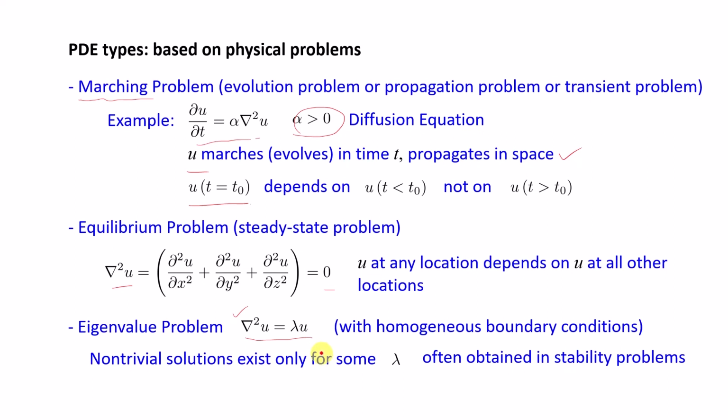This kind of problem often appears in stability. The stability problems could be stability of a beam, buckling of a column, as well as stability in fluid mechanics or stability in a chemical reaction, as well as in many other areas of stability.